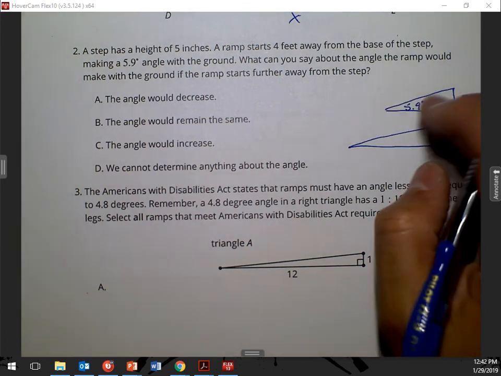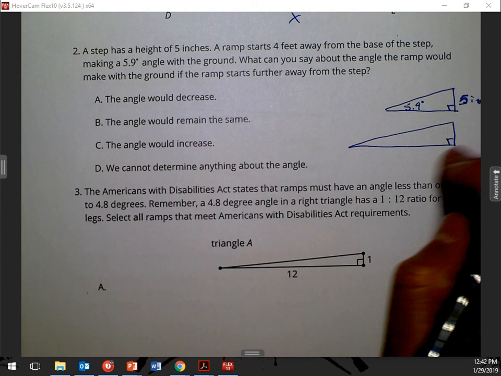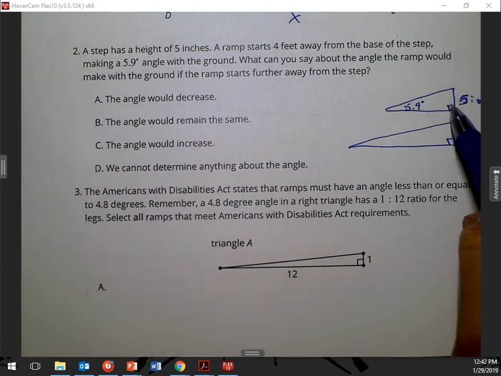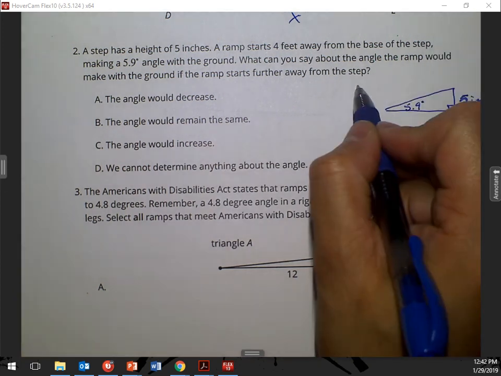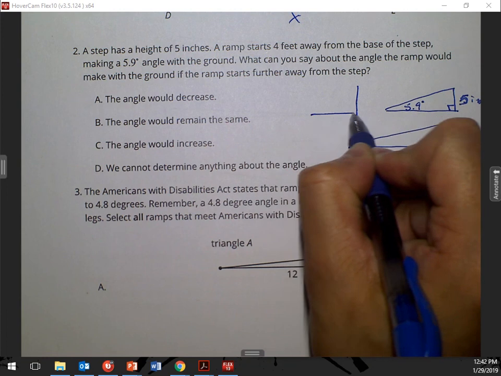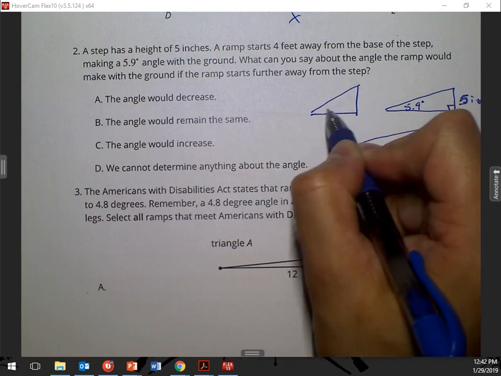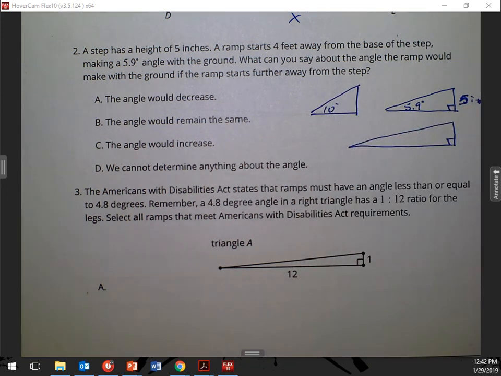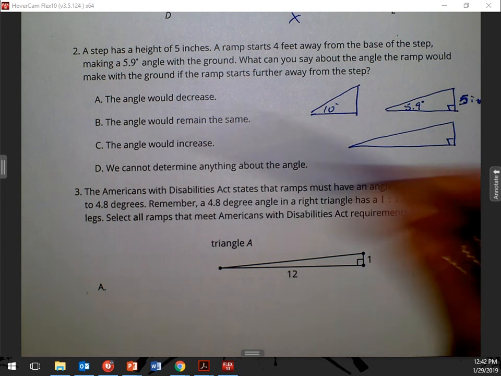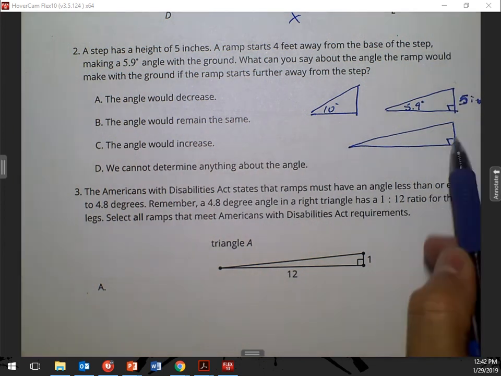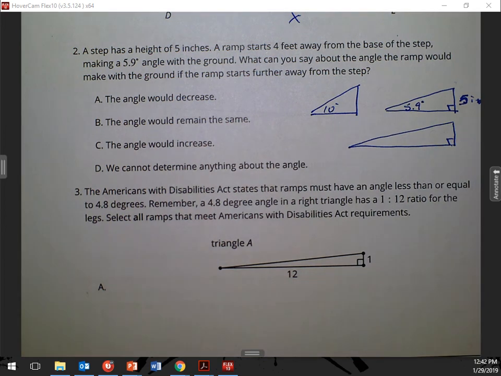Okay, so now let's look at right here. So I'm going to give you guys another example. So this is 5.9. Let's make that one 10. Is the side remaining at 5 inches? Yeah, this side is staying 5 inches, but this side down here is longer. Okay, so you guys think about it as you keep going.